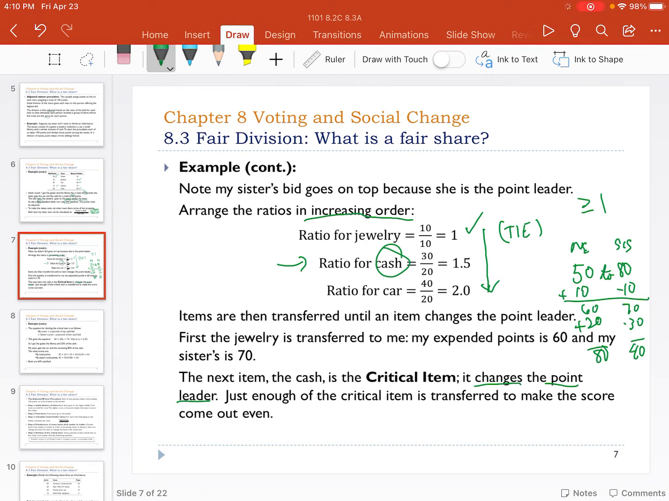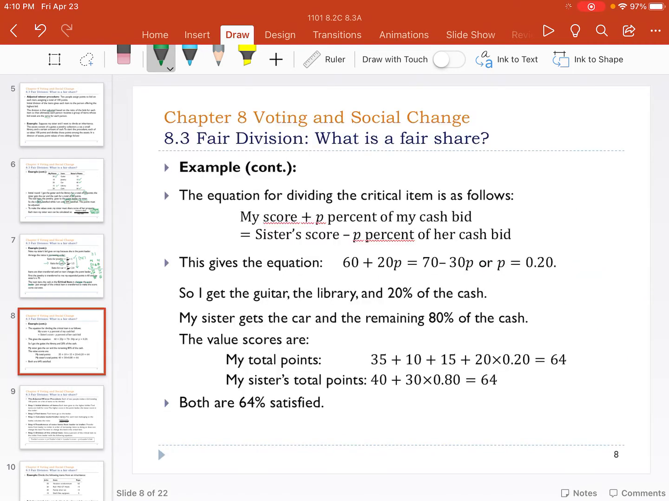That's the main important thing here. So now it's the critical item, the cash, that we have to deal with. And luckily, cash is easily divisible, so we got lucky on that one. But let's see how it turns out. The equation for dividing the critical item is as follows. And notice we did mention there's a little bit of algebra.